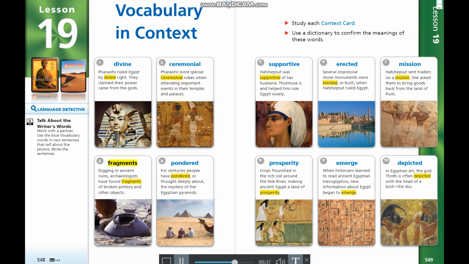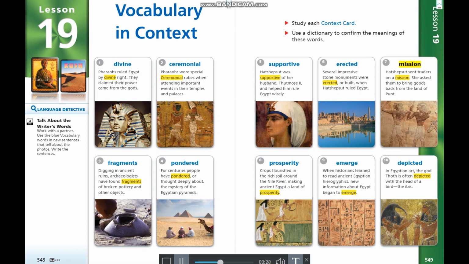3. Fragments. Digging in ancient ruins, archaeologists have found fragments of broken pottery and other objects. 4. Pondered. For centuries, people have pondered or thought deeply about the mystery of the Egyptian pyramids. 5. Supportive. Hatshepsut was supportive of her husband, Thutmose II, and helped him rule Egypt wisely. 6. Erected. Several impressive stone monuments were erected or built when Hatshepsut ruled Egypt.